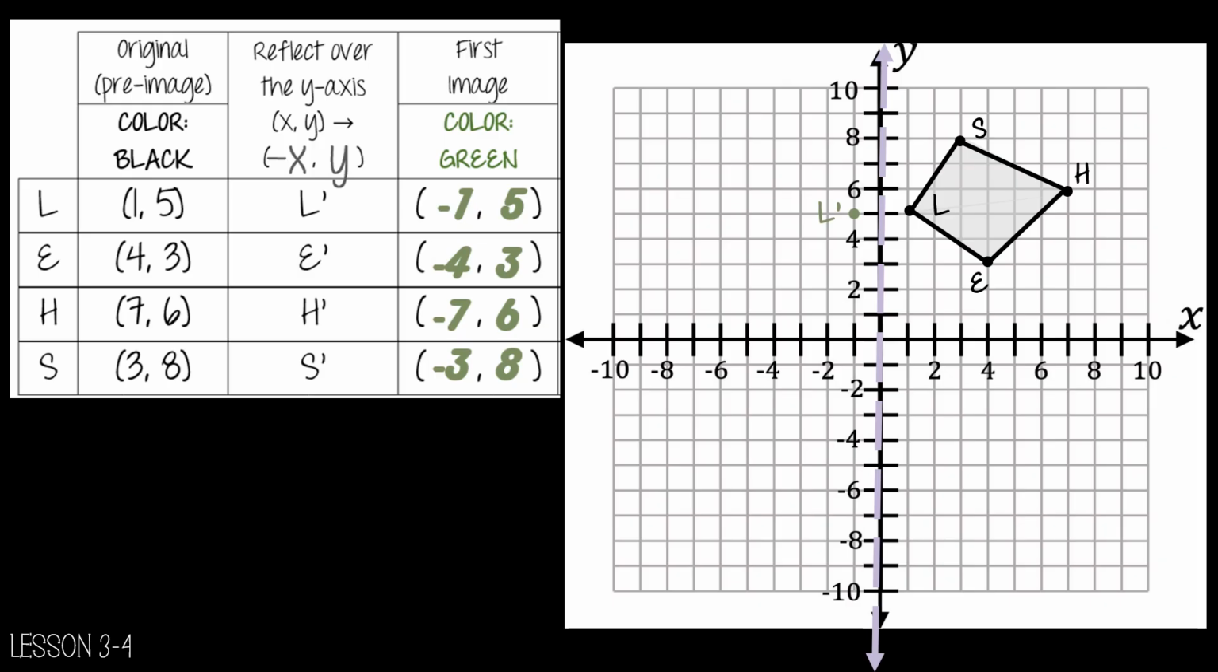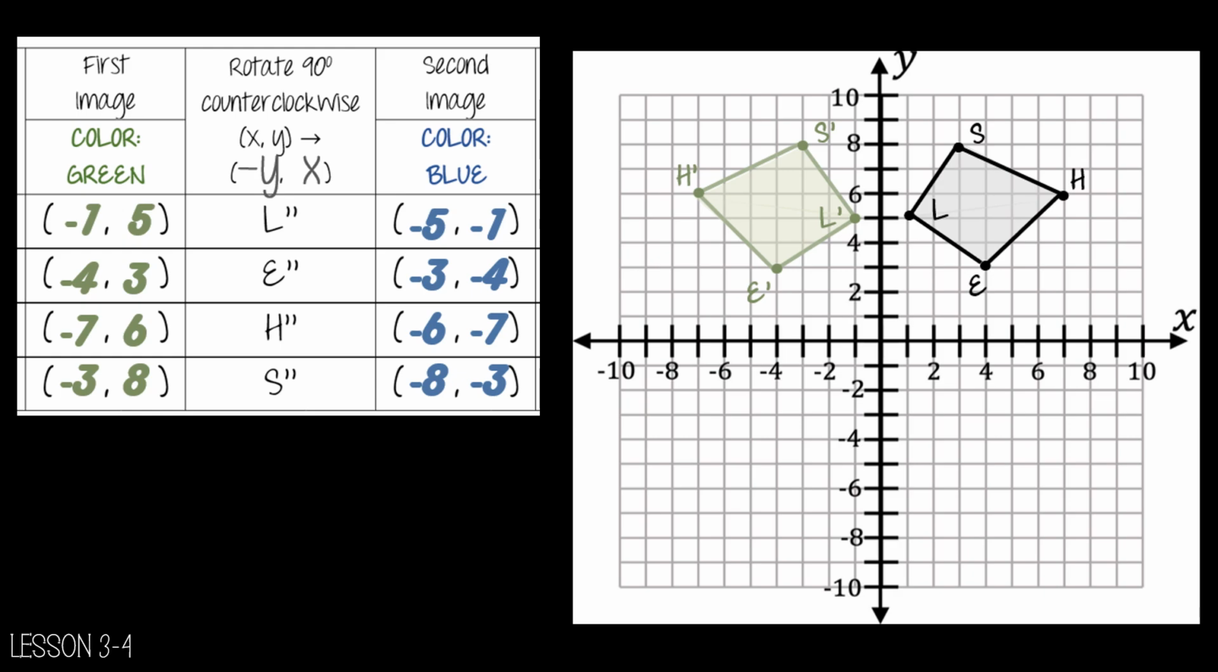(-1,5) is L prime. (-4,3) is E prime. (-7,6) is H prime. And S prime is going to be (-3,8). And that is our second figure, first image, and that should be shaded in green. I'm going to go to the next slide.